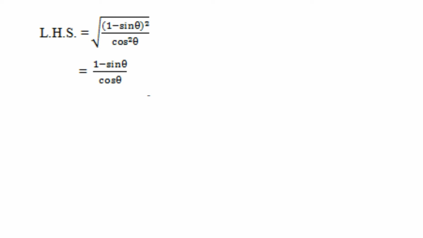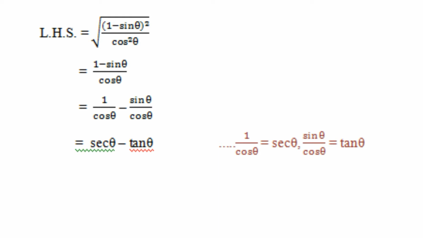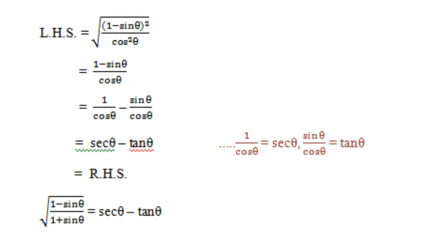1 minus sin theta upon cos theta, that is equal to 1 upon cos theta minus sin theta upon cos theta. We know that 1 upon cos theta is equal to sec theta, and sin theta upon cos theta is equal to tan theta. Therefore, LHS is equal to sec theta minus tan theta, which is equal to RHS. Thus, what we have proved: square root of 1 minus sin theta upon 1 plus sin theta is equal to sec theta minus tan theta.